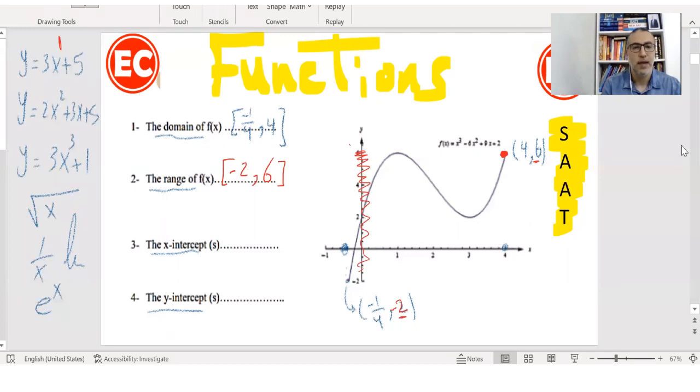Then x-intercepts. I mean by x-intercepts, the points that intersect the x-axis. As we can see, we have only one point here, which is approximately negative 0.2. So we can consider it as negative 0.2. But what about the y-intercept? The y-intercept is the point that intersects the y-axis, and it's clear that it's 2 here. So from this slide, we learned how to find the domain, the range, the x-intercept, and the y-intercept.